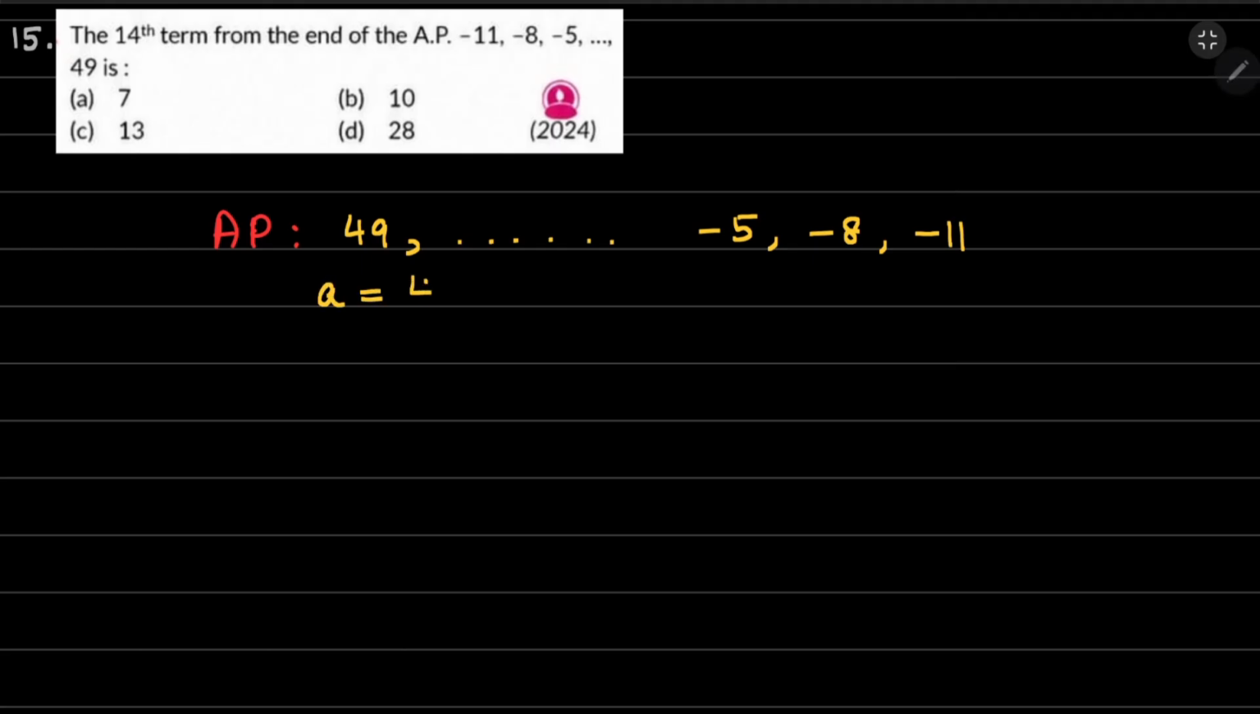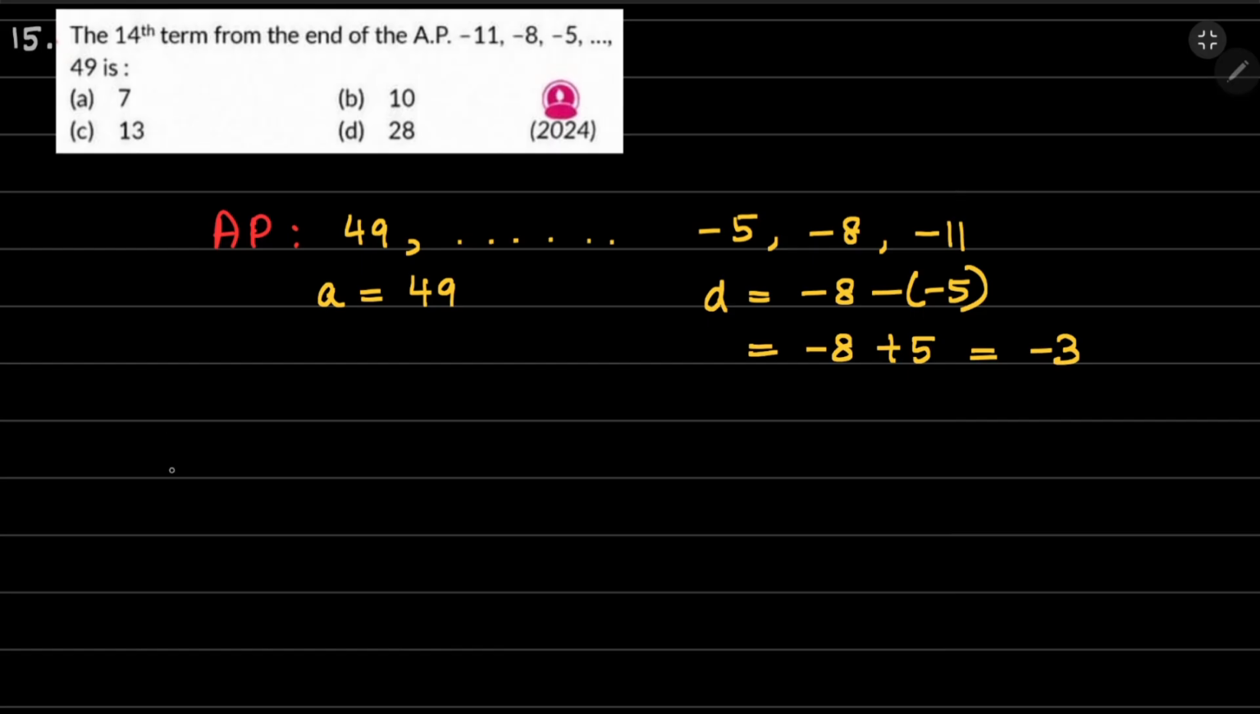So here the first term is A, 49. What is D? D can be calculated by subtracting any two consecutive terms. So minus 8 minus of minus 5, which is minus 8 plus 5, which is minus 3.